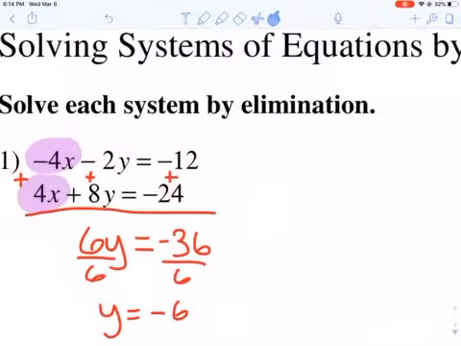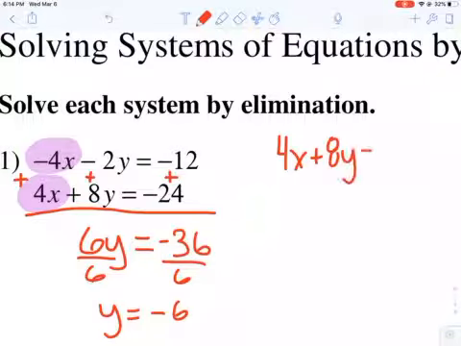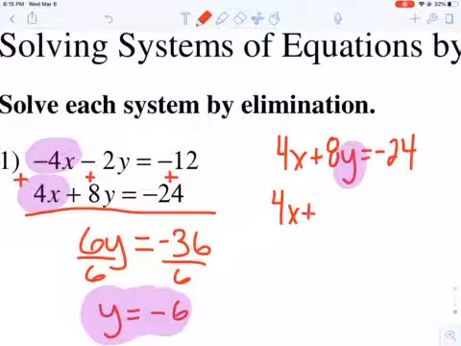And you might think, oh boy, we're done. Not quite. You still have to plug in your y value to figure out what x is, because you haven't solved the system if you haven't figured out what represents both variables. So I'm going to go with 4x plus 8y equals negative 24. Doesn't matter which equation you use, really. Just plug in the value you just solved for. In this case, I get y equals negative 6. So I'm going to plug that in for y right here. So 4x plus, now 8 times negative 6 equals negative 24.